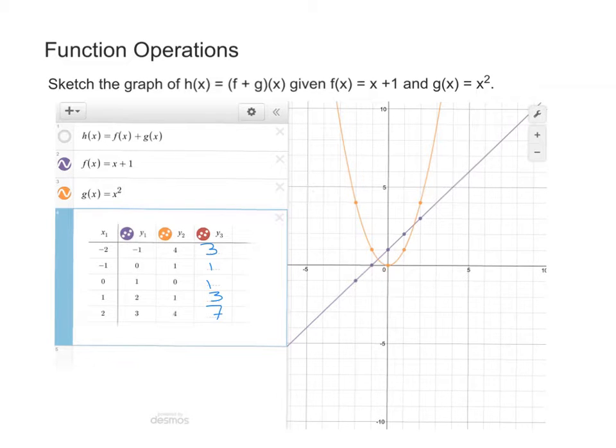So the ordered pairs are -2, 3. That's going to be one point. Let's plot that. -2, 3. That's kind of big, but that's okay. -1, 1. So I'm taking the original x value and the new y value that we found. So -1, 1. And I have 0, 1, 1, 3, and 2, 7. So those red dots. I might want to look at a few more points to really get a good idea.